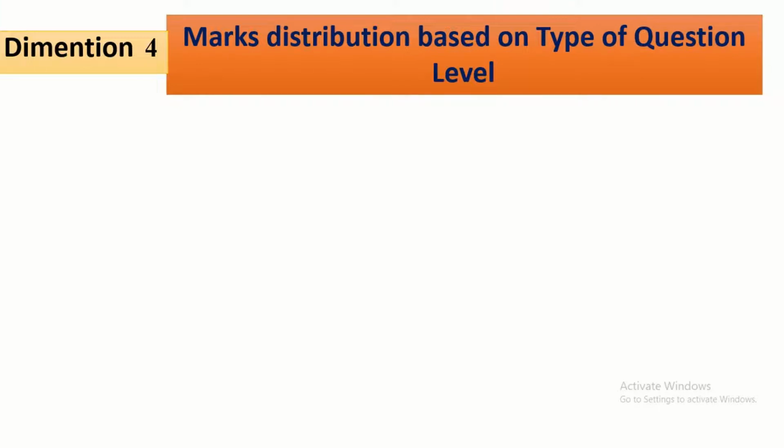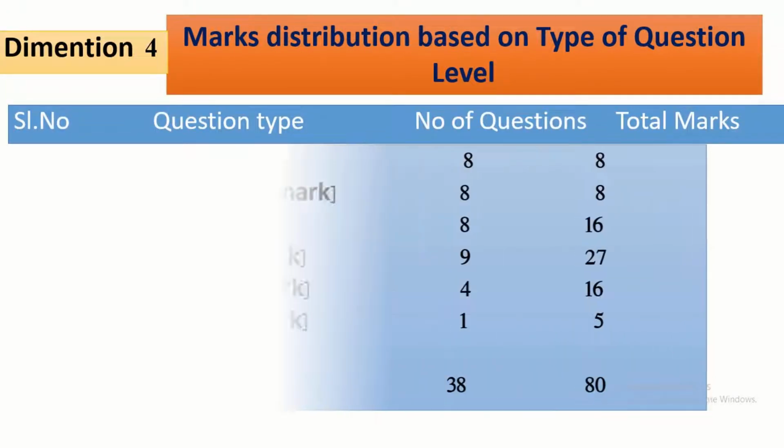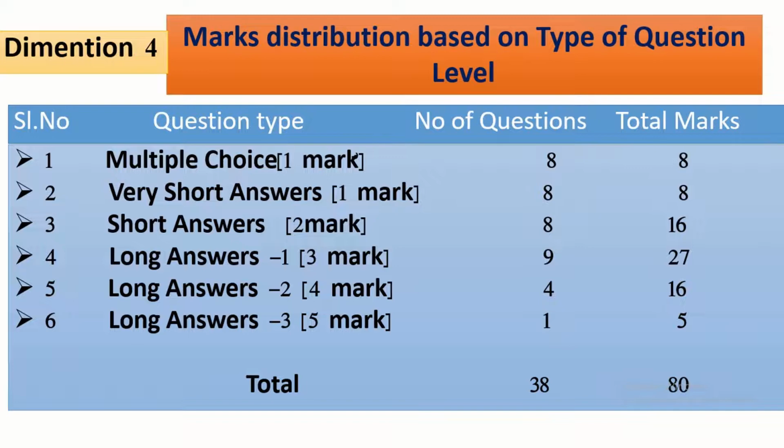So here we observe the question types are like this. One is multiple choice, that is a 1 mark question, and there are 4 choices, we have to mark any one of them. And the second one is very short answers, that is also a 1 mark question. For multiple choice there are 8 questions, so 8 marks is allotted. And in very short answers there are 8 questions, and for 1 question it is 1 mark, that is 8 marks is allotted.